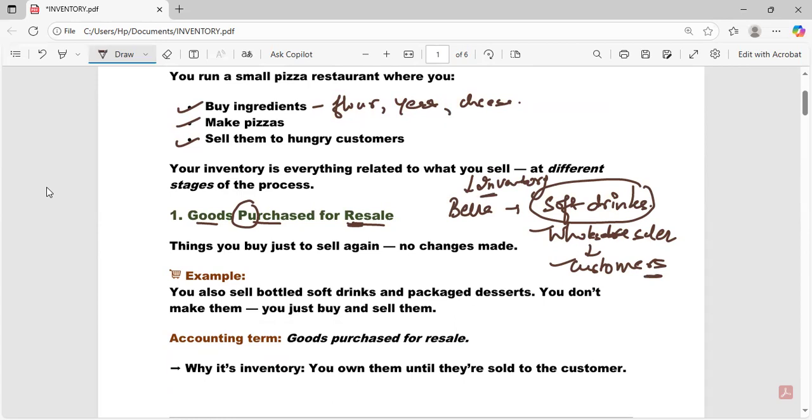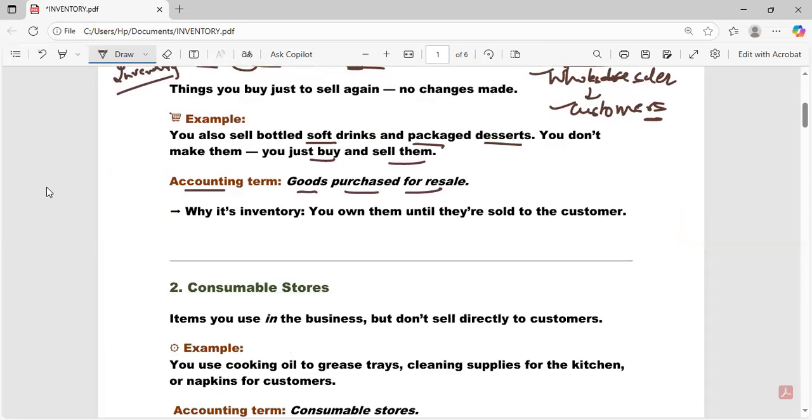This could be soft drinks or any packaged desserts like brownies. She doesn't make them, but she buys them and sells them. So in accounting terms, we say that these are the goods purchased for resale. Whenever any such thing appears in the question, we will include it as our inventory, right? So this was the first component.